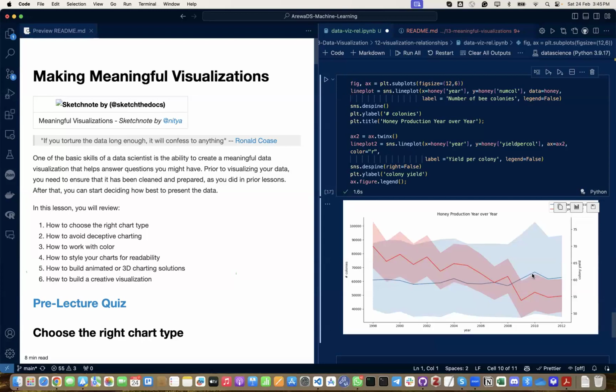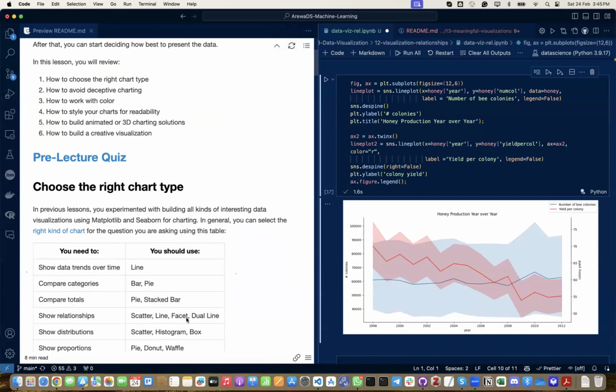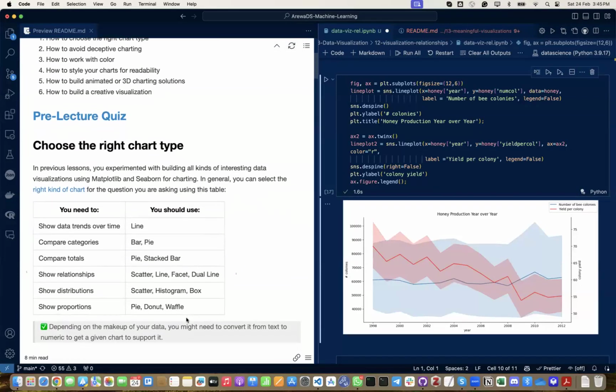So how do you make meaningful visualization? First you are told you have to choose the right chart. You have to know where to use line plot, dual line plot, scatter plot, histogram, pie chart, donut, waffle, facet. You have to know where to use all of this. And that, as we started discussing last week, depends on what problem you are trying to solve, what type of data you have, and what sort of information you want to pass out.